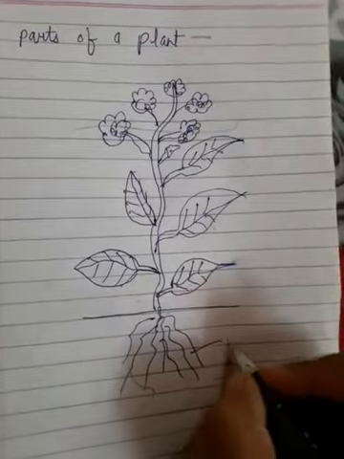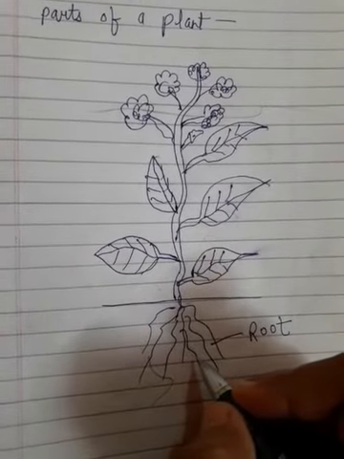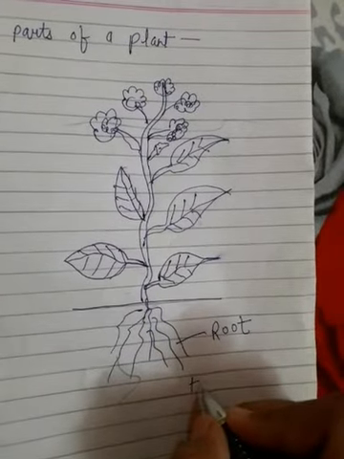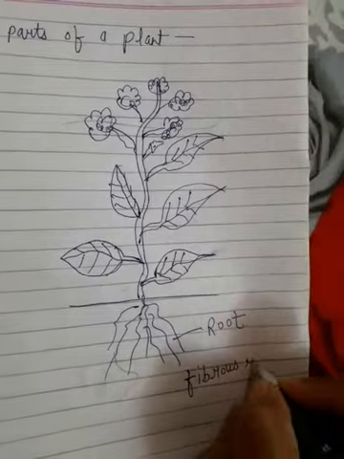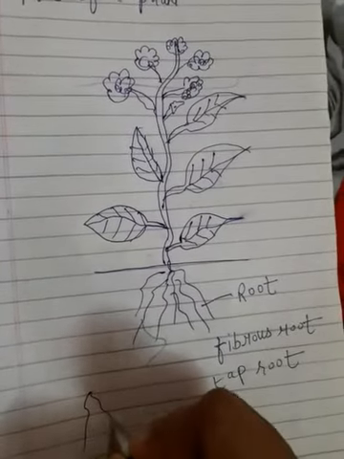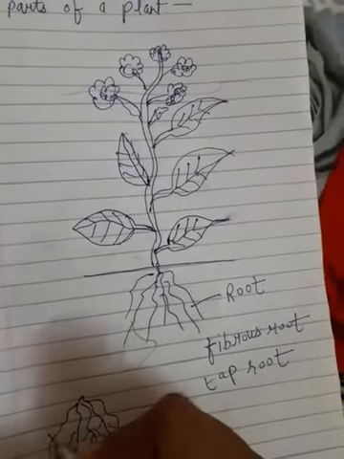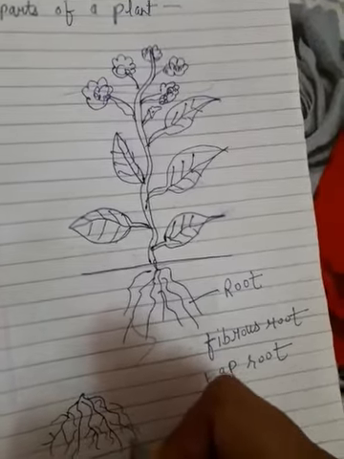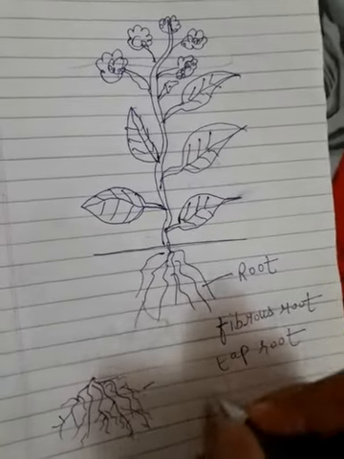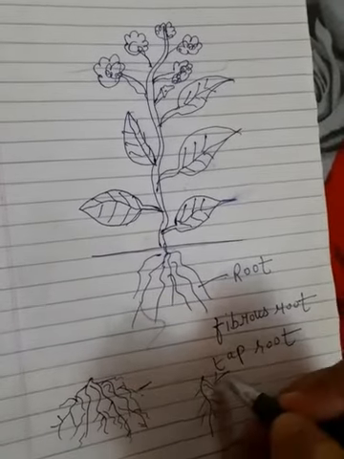Parts of a plant. This is root. Roots are of two types, fibrous root and tap root. And you can see what is fibrous root. This type of roots has different bushy branches. You can see that this is the fibrous root, and in the tap root, one single main root is there. This is called the tap root. Roots are of two types, fibrous root and tap root.